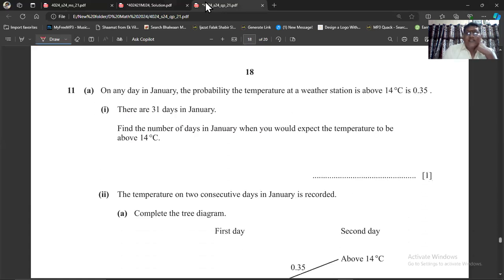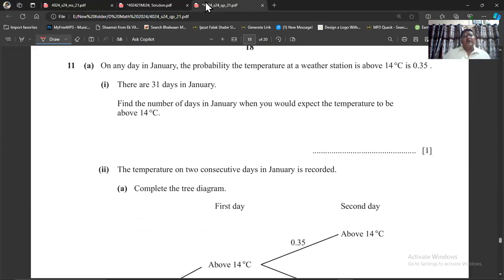Okay, so we are going to the next question, question number 11, A part. On any day in January, the probability the temperature at a weather station is above 14 degrees centigrade is 0.35. So if the probability of getting the temperature above 14 degrees centigrade is 0.35, then the probability of getting the temperature below 14 degrees centigrade will be 1 minus 0.35, and that will be 0.65.